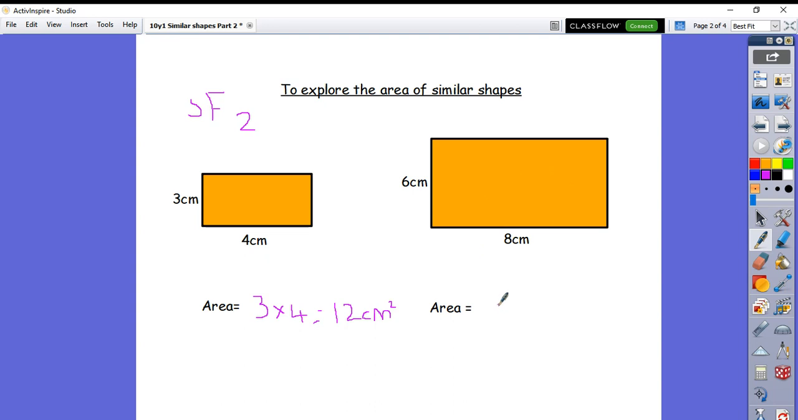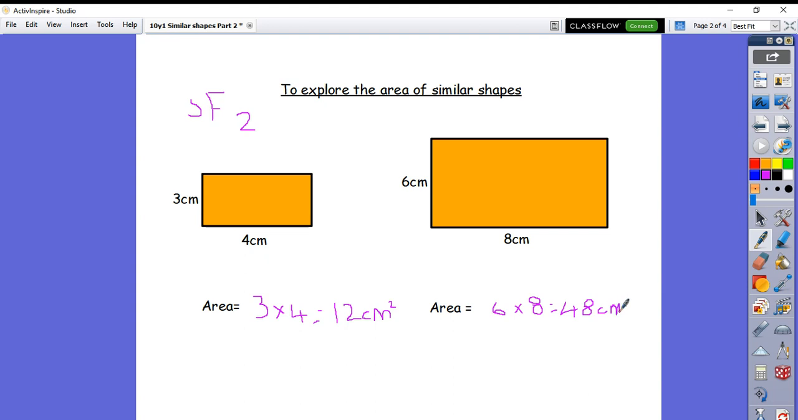Then looking at the second shape, it's the same thing. We'd do 6 multiplied by 8, which would equal 48 centimetres squared.